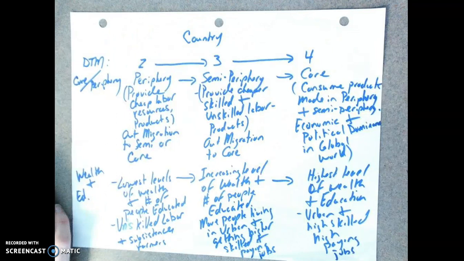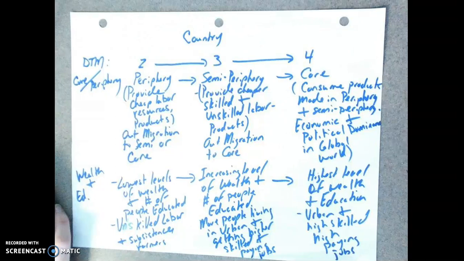Next, let's talk about core periphery. Again, you have Stage 2 countries tend to be the periphery countries. They provide the cheap labor, the cheap resources, the cheap products. They have out-migration to the semi or the core. The Stage 3 countries like Mexico, these are the semi-periphery.